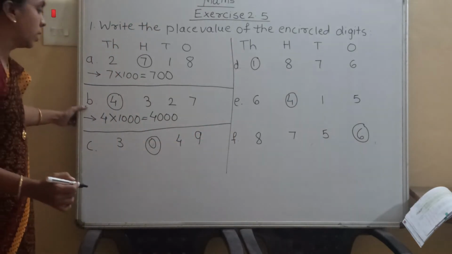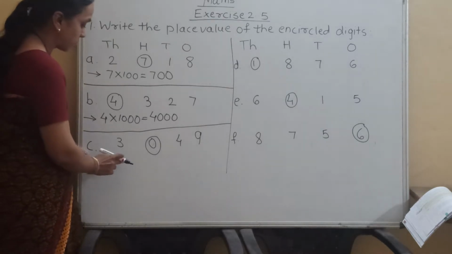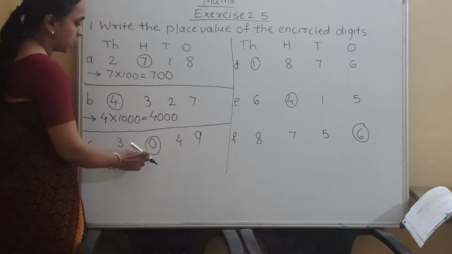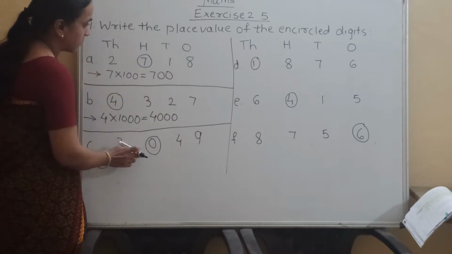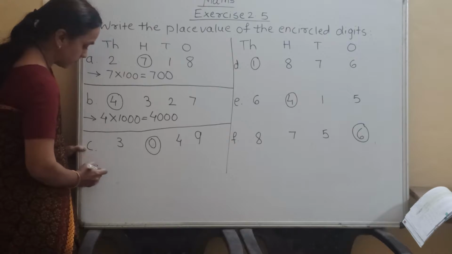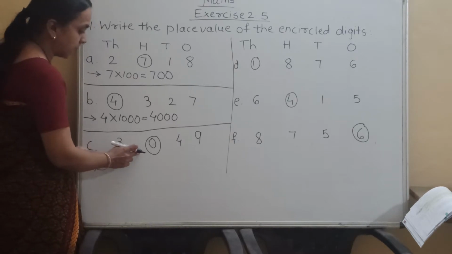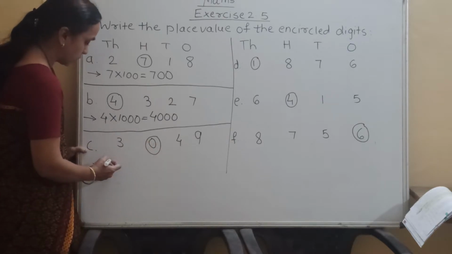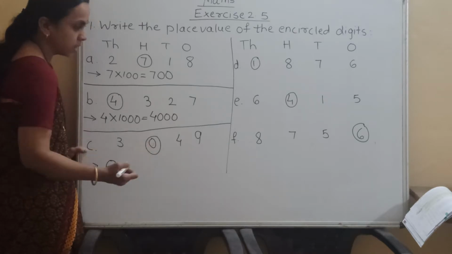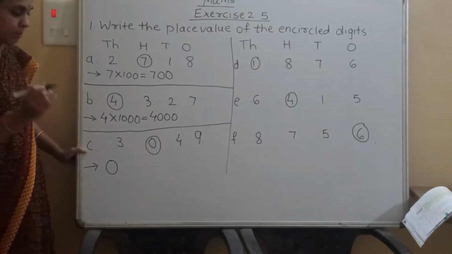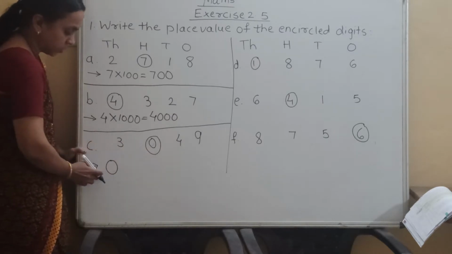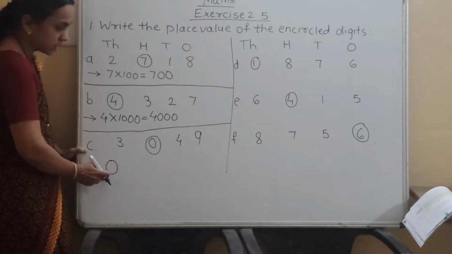Okay. Now see question C. What is given in this C question? 3049. Where is the 0 here? Below the 100. So remember, the place value of 0 is always 0. So we directly write that the place value of 0 is 0. Because 0 multiplied by any number, what is the answer? 0. So very simple. We only have to write the answer 0.